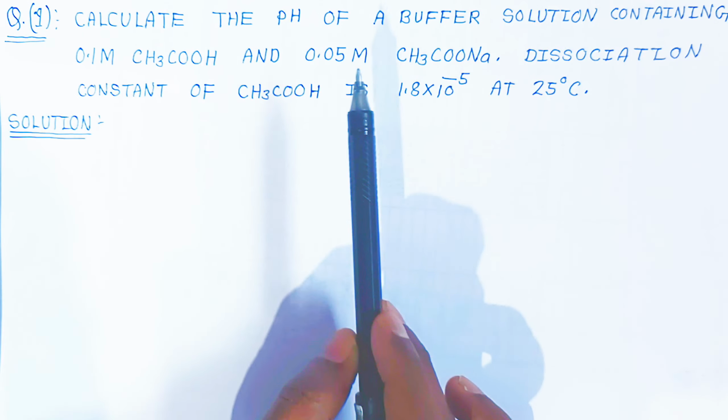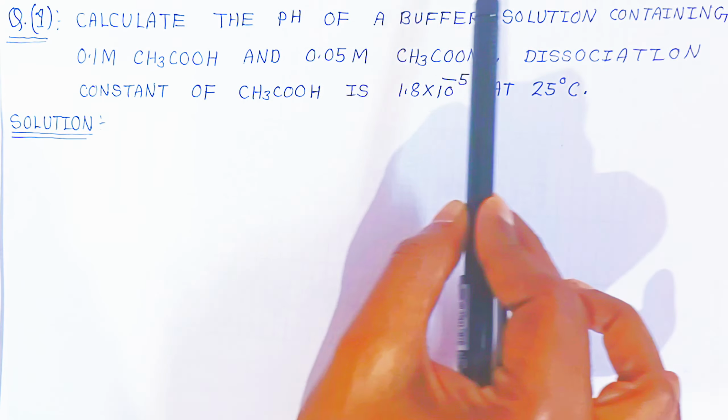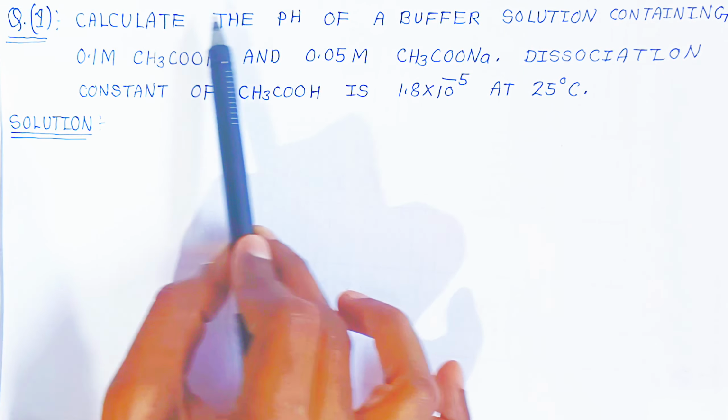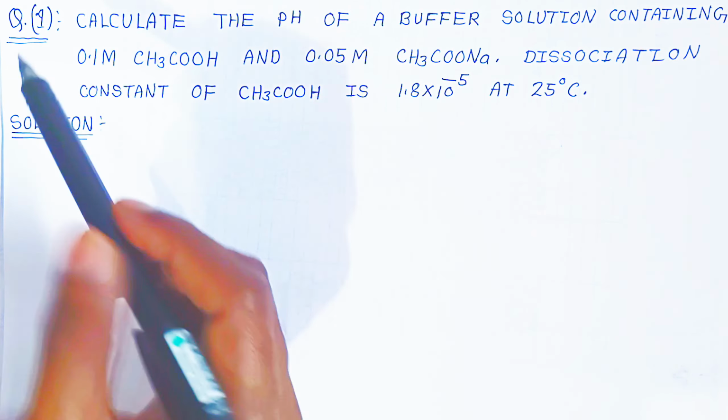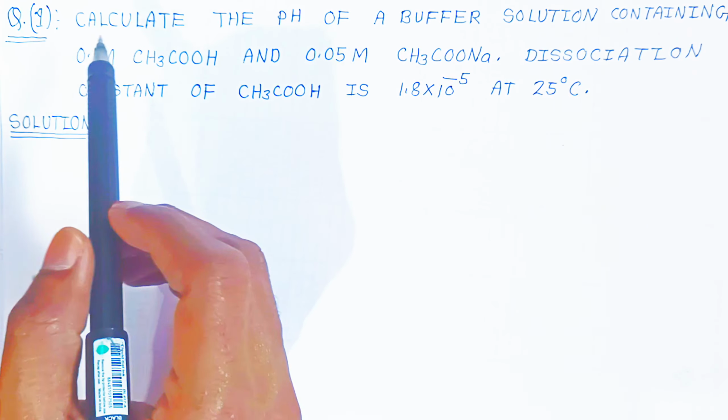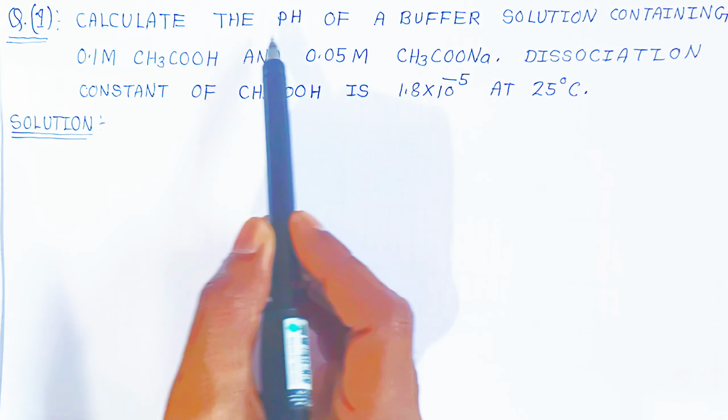In this video, students, we are going to see problems based on ionic equilibria, that is, the hydrolysis of salts and problems based on solubility product. Now students, the first question: we are going to calculate the pH of a buffer solution.